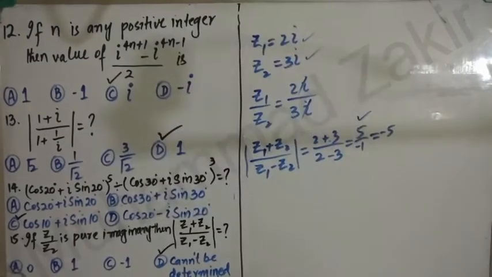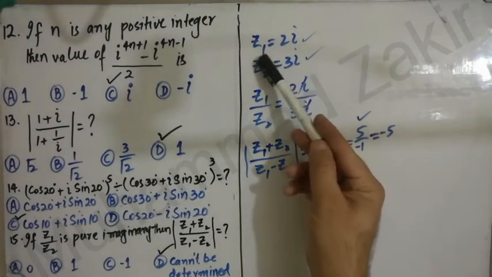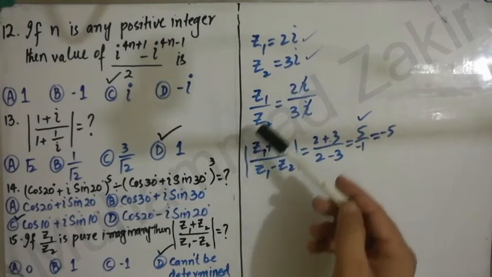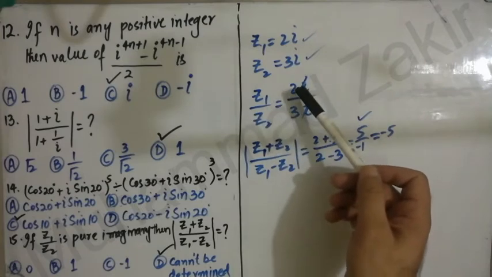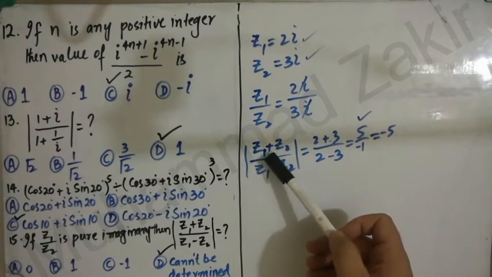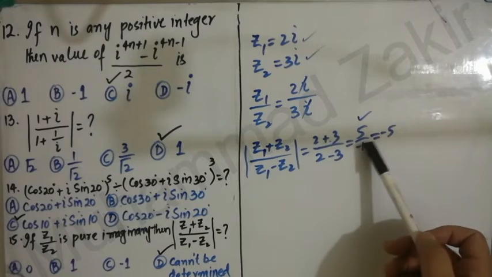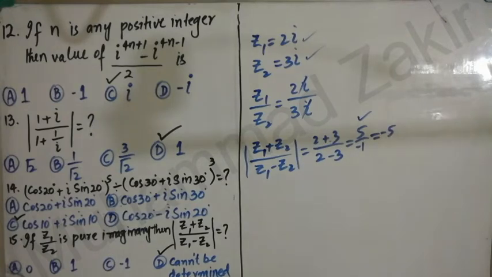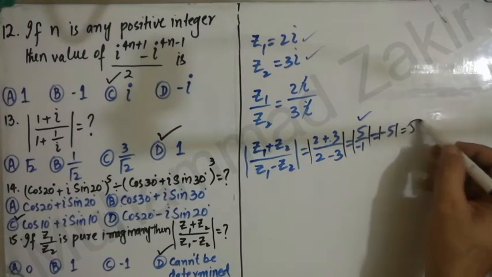Dear students, if we look at the next MCQ: if Z1 by Z2 is pure imaginary, then what is the value of this modulus? This is the question. Z1 and Z2 are pure imaginary. We consider Z1 as 2i and Z2 as 3i, and Z1 by Z2 is the quotient of these two, 2i by 3i. The i gets cancelled, and it becomes 2 by 3. Applying componendo and dividendo, (Z1 + Z2)/(Z1 - Z2) is 2 plus 3 over 2 minus 3, which becomes minus 5. Modulus will make it positive, so it will become 5.